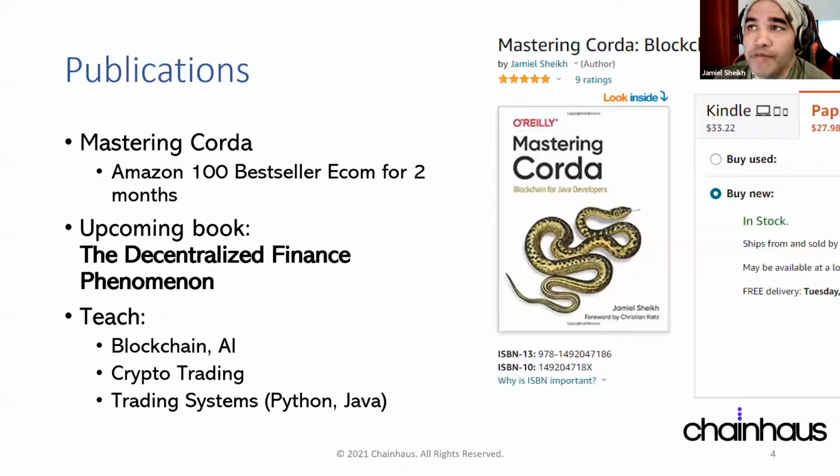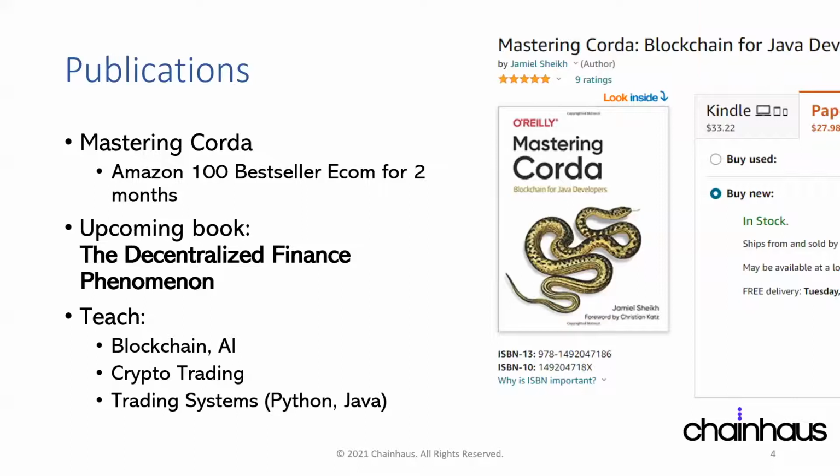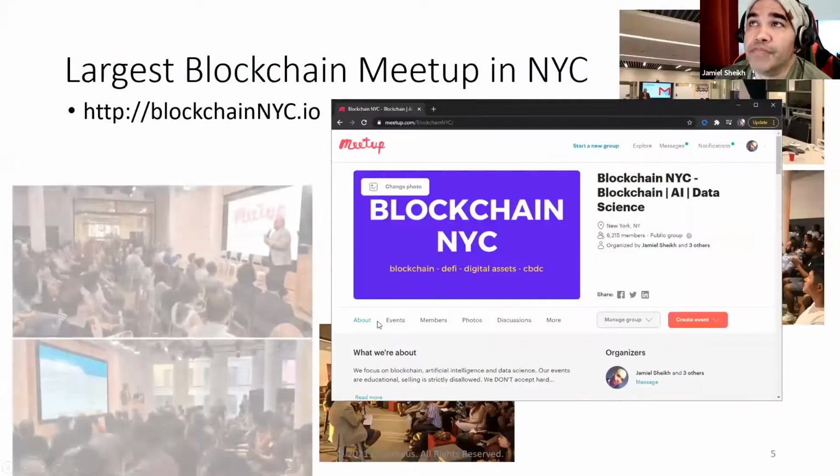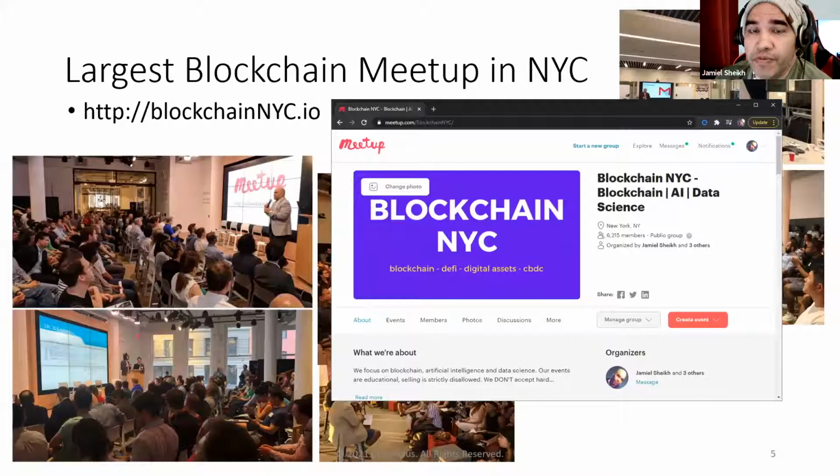It's meant for the casual business reader, whereas my first book, Mastering Corda, is more for developers. That book is about 500 pages and very technical. This other paperback will be maybe about 250 pages and explains a lot of the concepts behind DeFi, because it can be very scary and fairly complex to understand. I also run a very large blockchain meetup group in New York City.